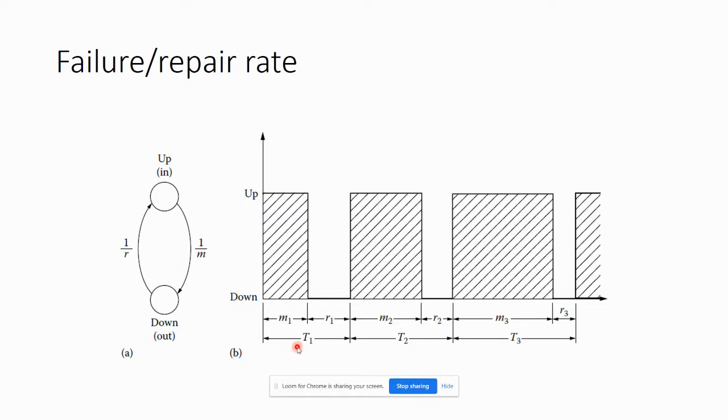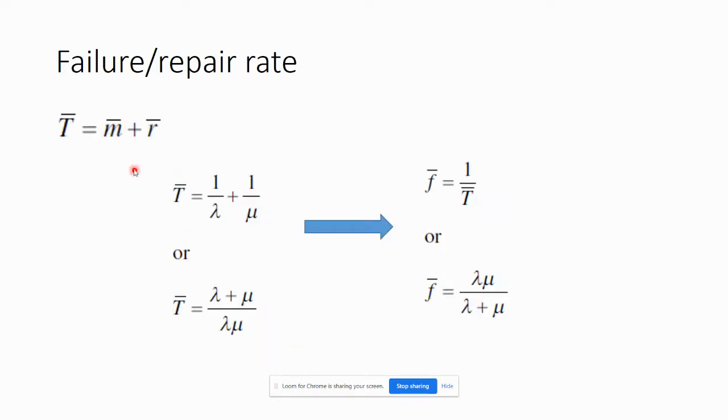Okay, T. This is just to illustrate the cycles that a component goes through if we take into account MTTF and MTTR. As I mentioned, the MTTF and MTTR sum up will give us the period of the component operation. So the inverse of the period will give us the frequency of the event occurring.